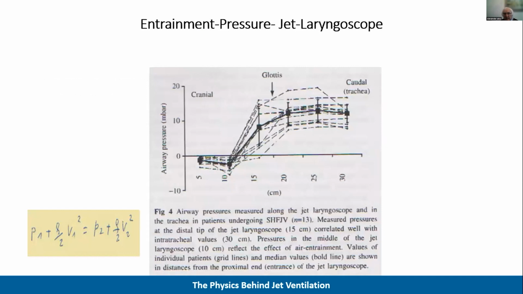Here you can see the entrainment and the pressure in the jet laryngoscope. At the tip of the nozzle, the pressure decreases. We have a negative pressure, and then the pressure increases. Look on the left side. This is the Bernoulli equation. The Bernoulli equation: the sum of static pressure and dynamic pressure is constant. When the velocity on the left side increases, the pressure on the right side must decrease. And therefore, we have here a negative pressure.